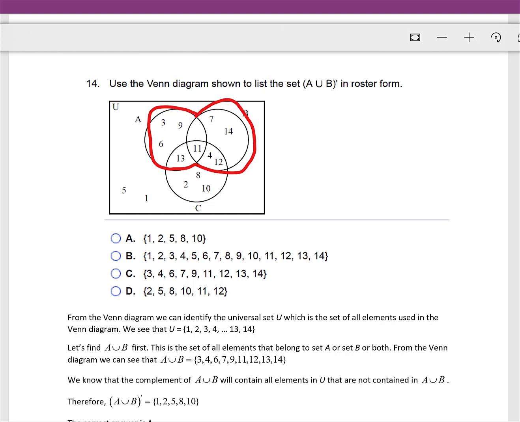I can do that by looking at the universal set and then crossing out the elements that I haven't put into A union B. I can also do it on the picture. If I change my color back here, you'll notice everything outside of A union B is going to be elements right here. So it becomes 1, 2, 5, 8, and 10, which I have written right down here. So the correct answer in this case is choice A.